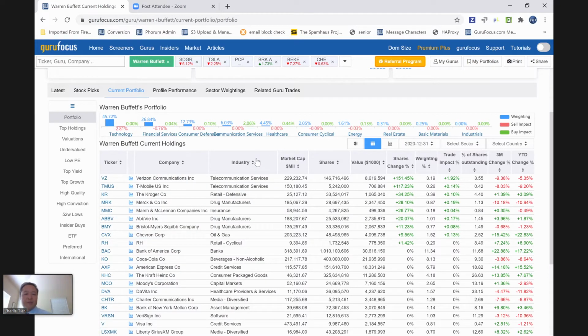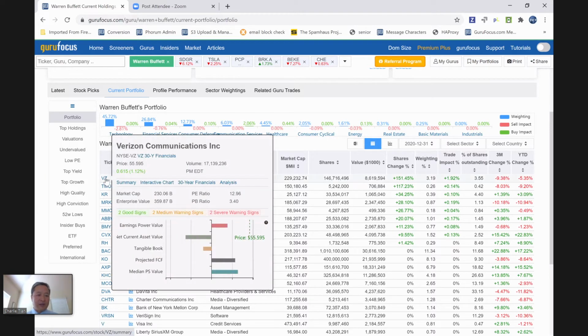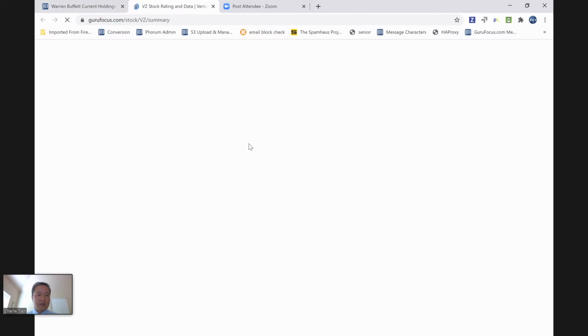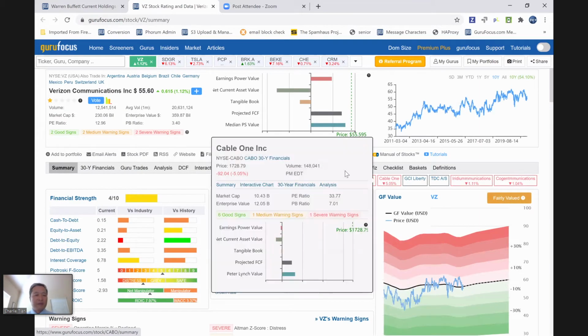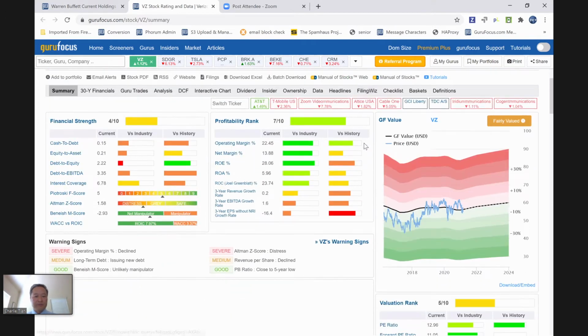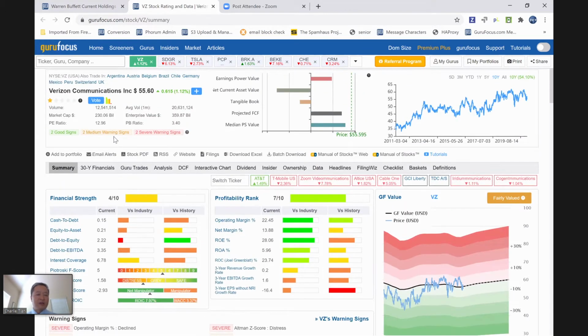We can see that he bought lots of companies in traditional industries, and the valuation is actually quite low. Let's take a look at Verizon. If I click here, I will see Verizon, and we can see that this is the largest purchase of Warren Buffett. The PE ratio is only 12.96.